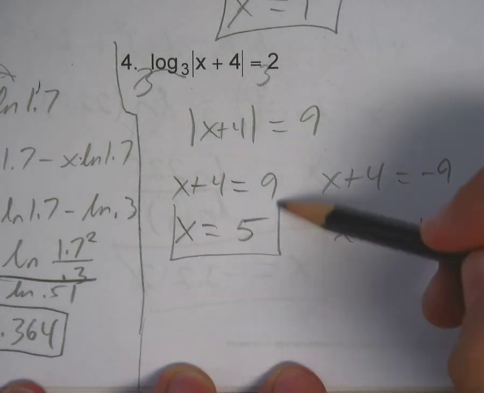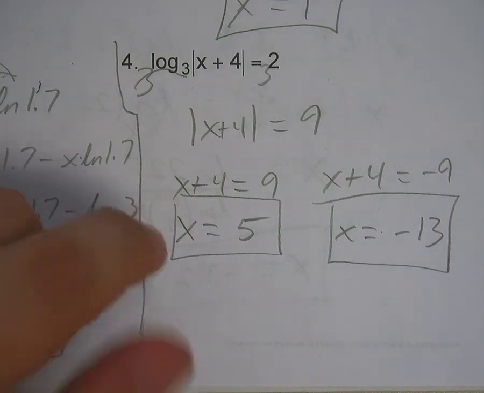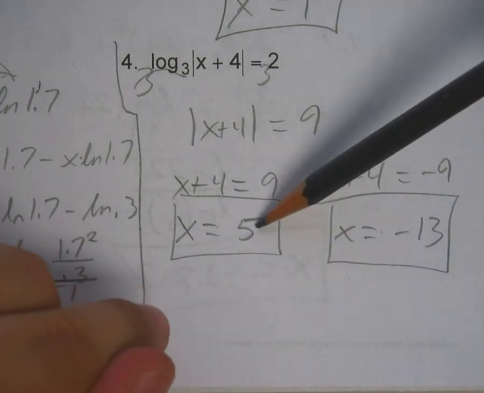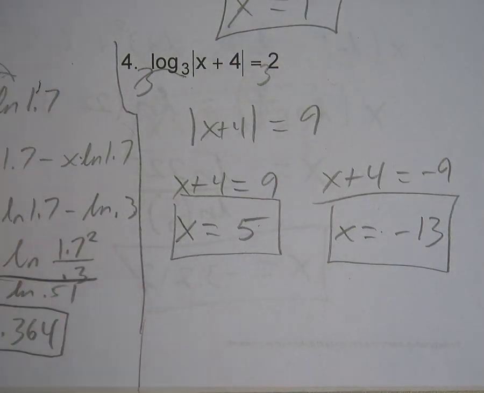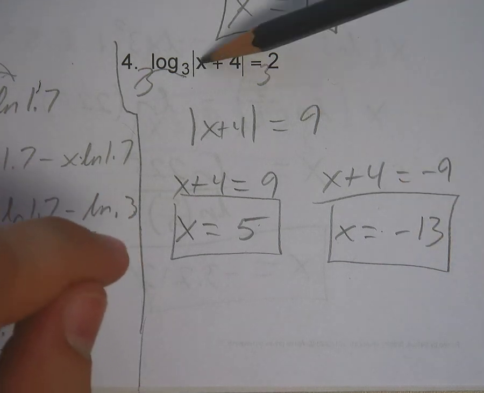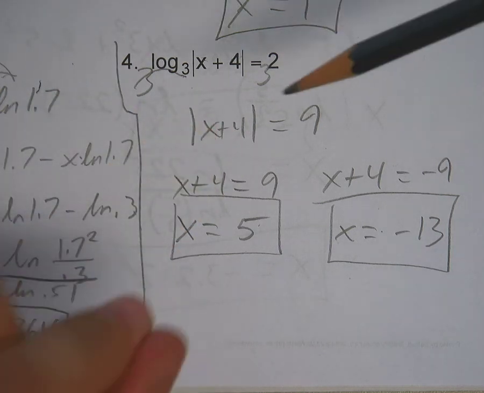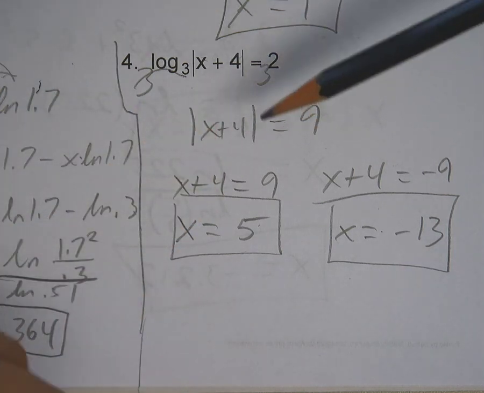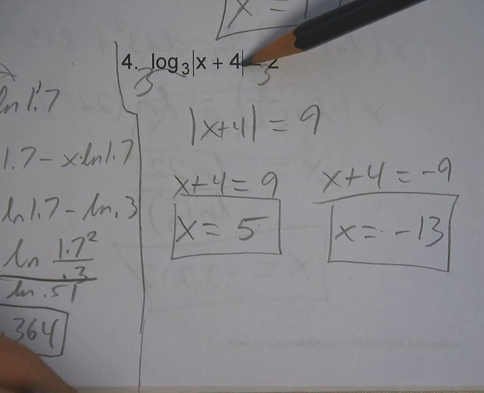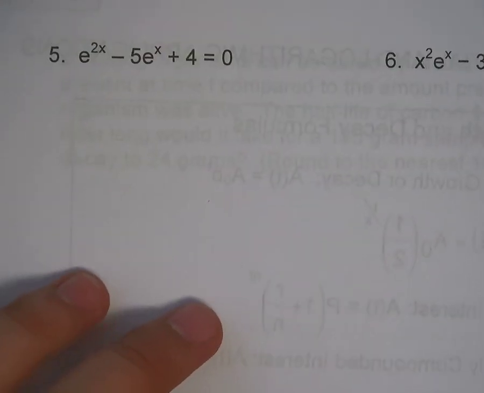Two values. And then I go back and plug them in, because I have to check for extraneous. Remember, put in a 5, you get 5 plus 4 is 9. That's okay. Plug in a negative 13. Now, negative 13 plus 4 is negative 9, but can I have that? Is that okay? And the answer is yes, because of the absolute values. It makes everything okay, because it's all positive. So again, just a couple of good examples here.